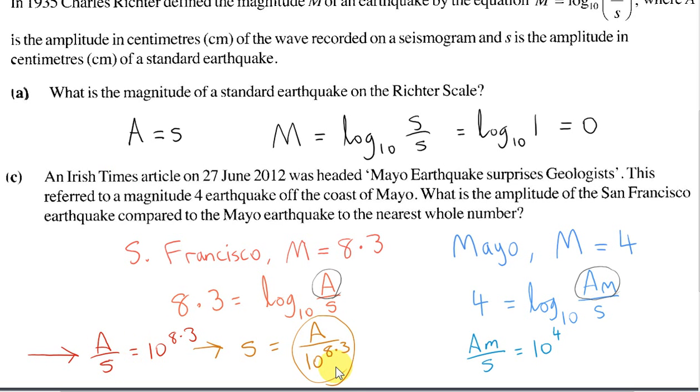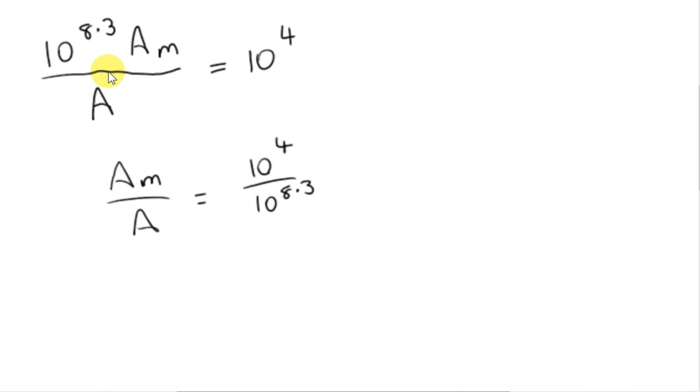And now we can plug this thing in for S. We can do it this way, and we can get a relationship then between A and AM. So this is what we get. We plug in for S, we get this thing here. Now I can multiply above and below this fraction by 10 to the power of 8.3. So this is what I get on the left hand side, and then I can divide across by 10 to the power of 8.3, divide both sides to get this. So now I have the ratio AM is to A.